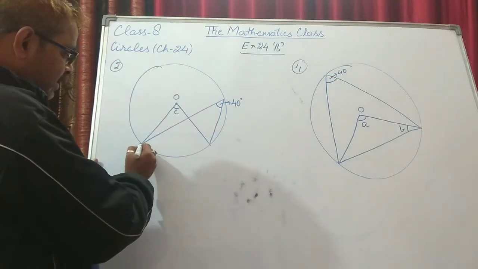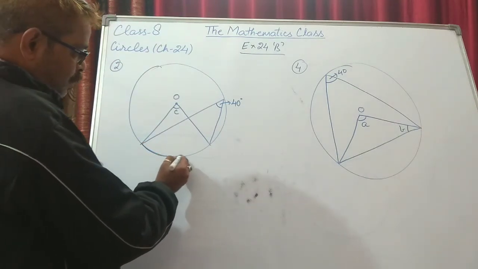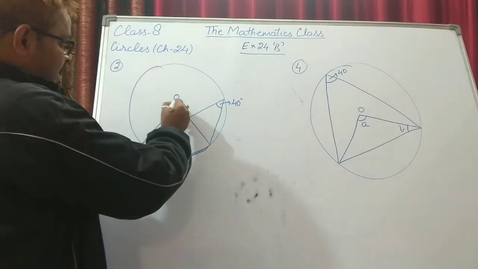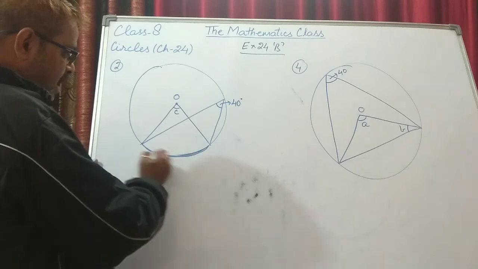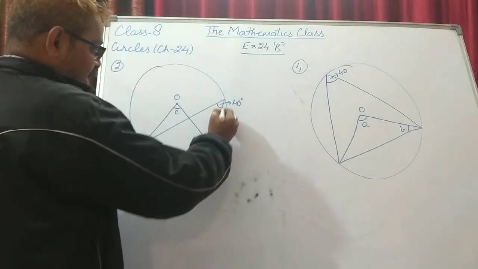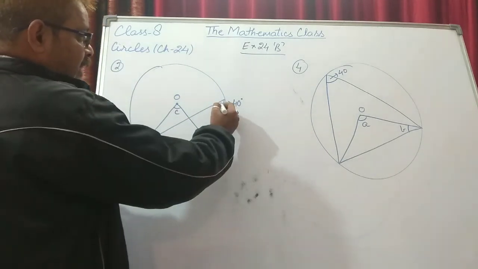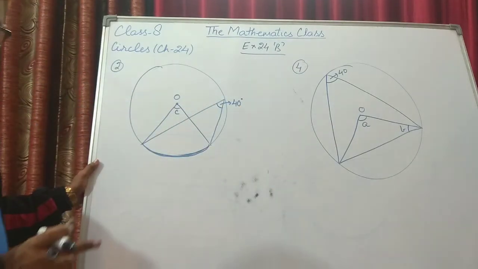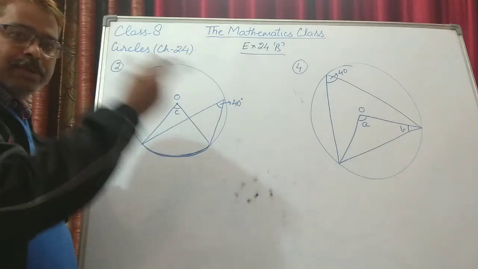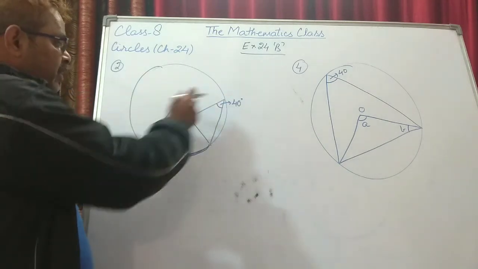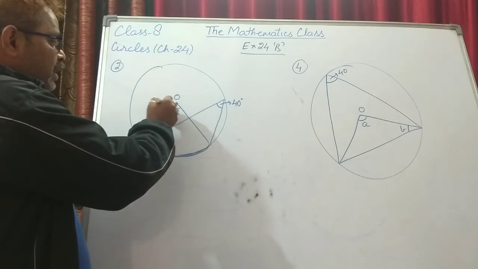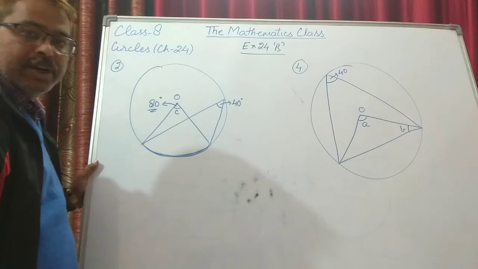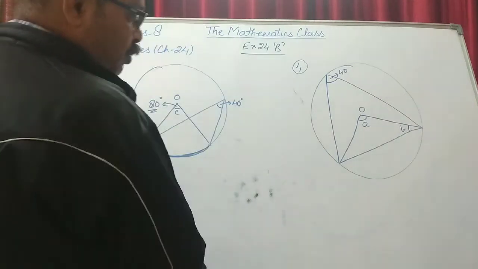Now you can see that this arc is making an angle at the center, that is C, and the same arc is making an angle at the circumference. The circumference angle is 40 degrees. We know that the angle made by the same arc at the center is double that at the circumference. So if this is 40, this will be double of 40, so that is 80 degrees. So here we are using the properties. Now move on to the fourth question.